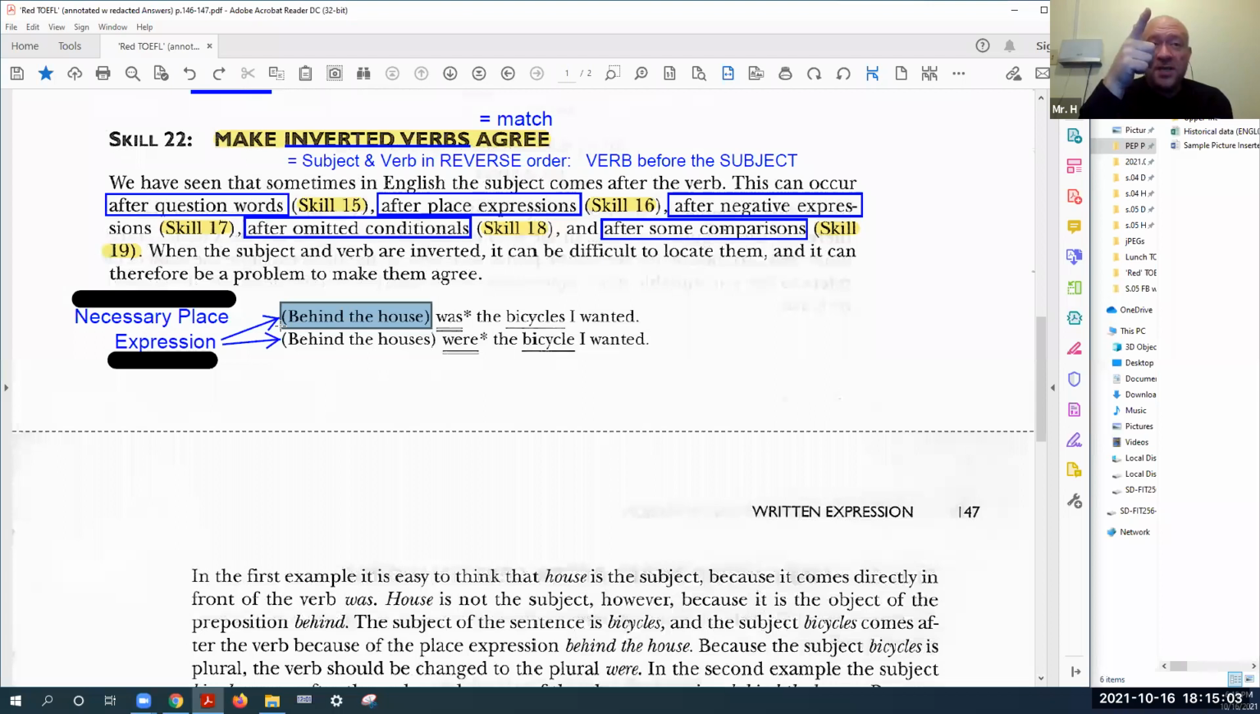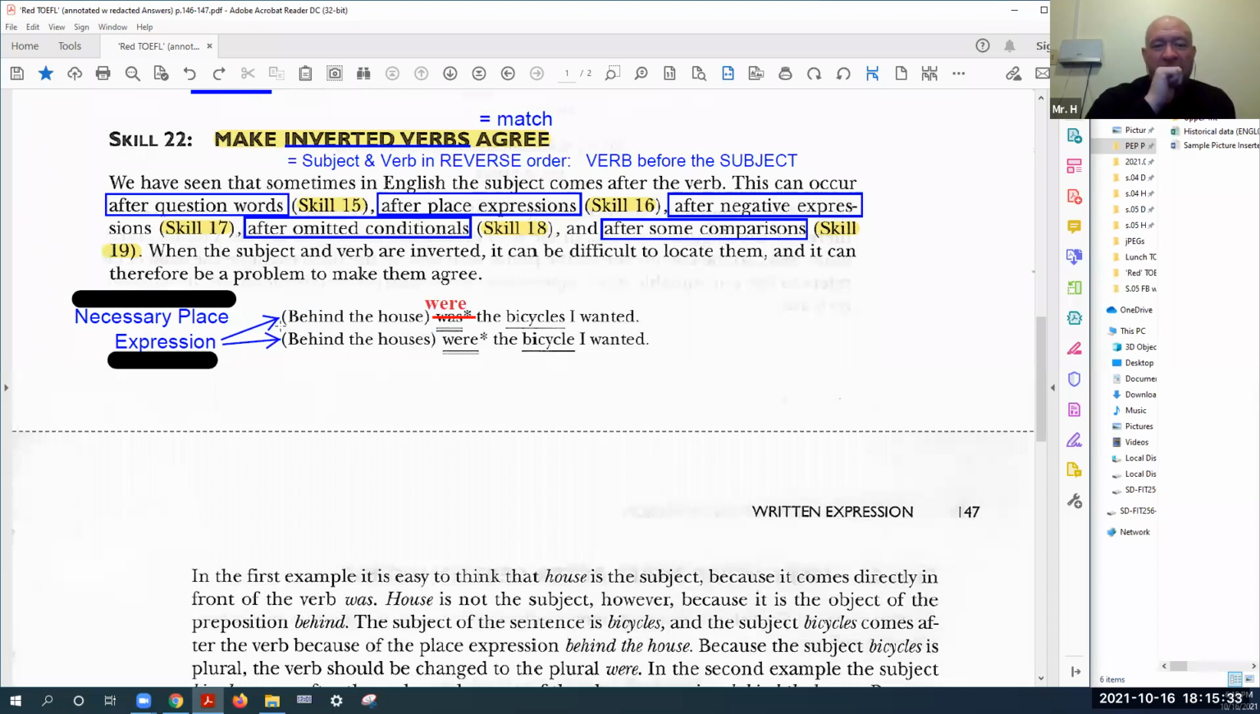Asil, where is... so we've got "behind the house" as the place expression. Then find the subject. The bicycle. Okay. And the verb? The verb should be "were." Right now it's "was," right? Okay. Right. So you're right. We need to change it to "were."